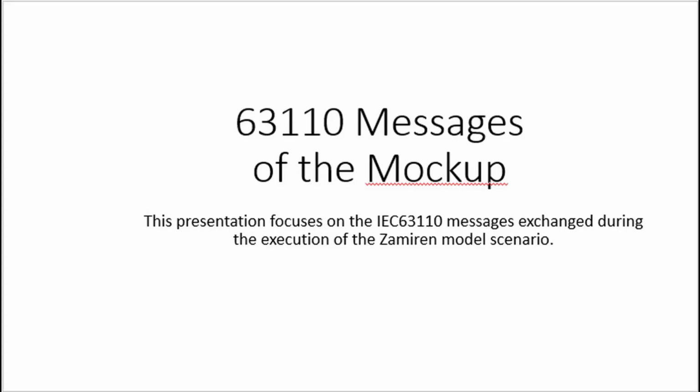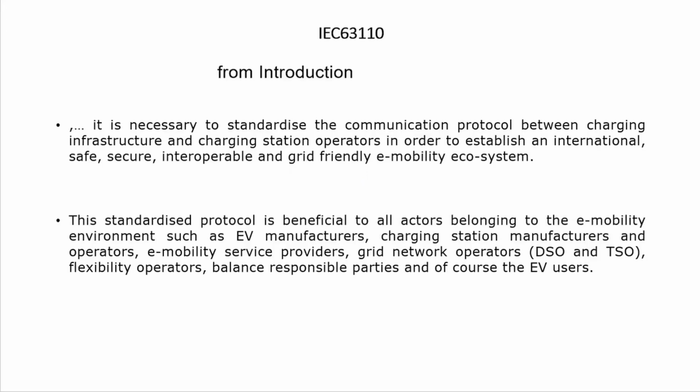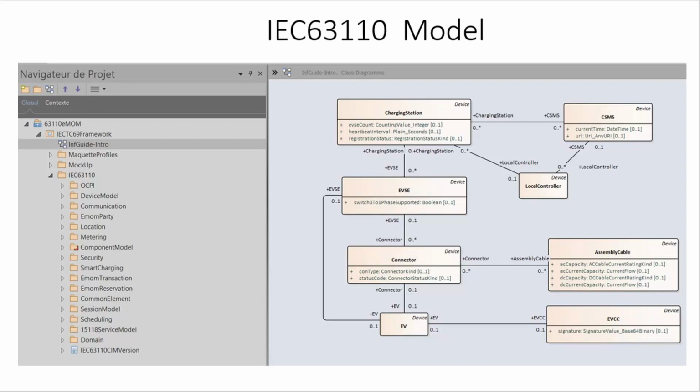This presentation focuses on the IEC 63110 messages exchanged during the execution of the scenario of the Zamiran model. The IEC 63110 standard tries to give mobility actors the advantages of standardizing the data exchanged. The different components of the data exchanged are modeled according to an information model.